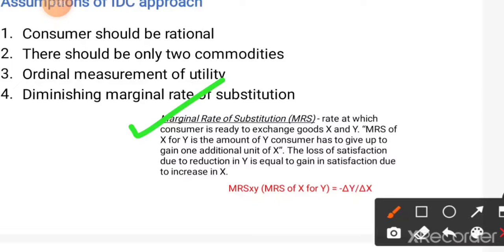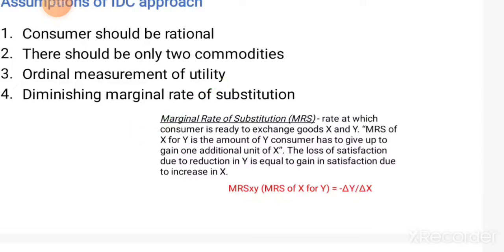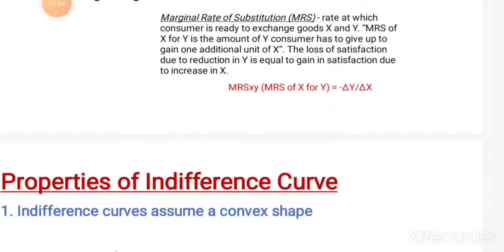Okay, fine. So these are the four assumptions. First, he should be a normal human being having the aim of maximizing his profit. Second, there should be only 2 commodities. Third, you should measure the satisfaction by giving some ranks, you should not measure it by utils. Fourth, marginal rate of substitution will be decreasing. Okay, fine. These are the four assumptions.